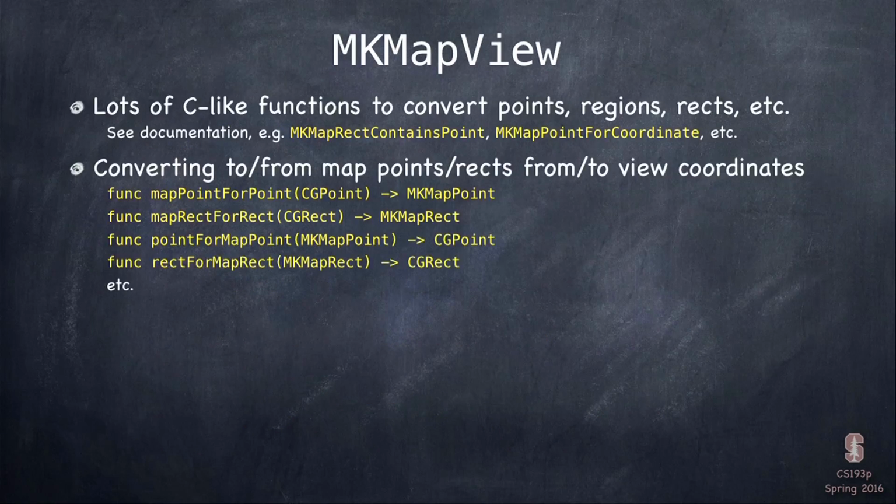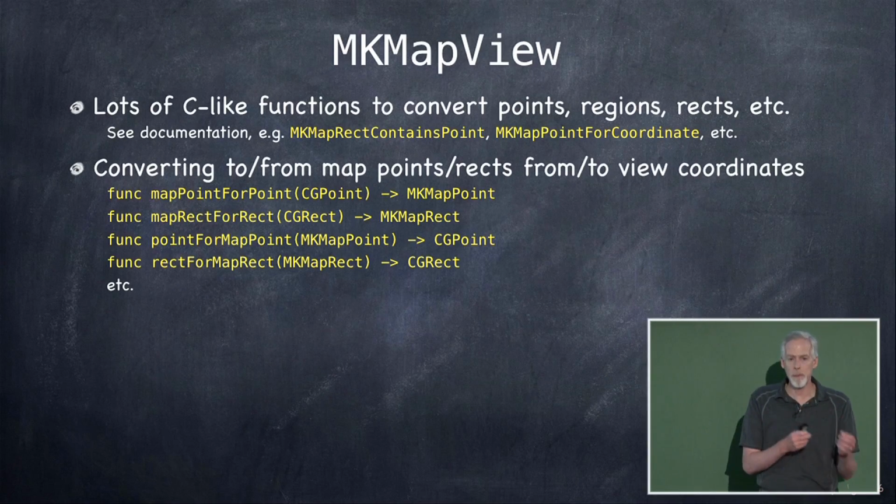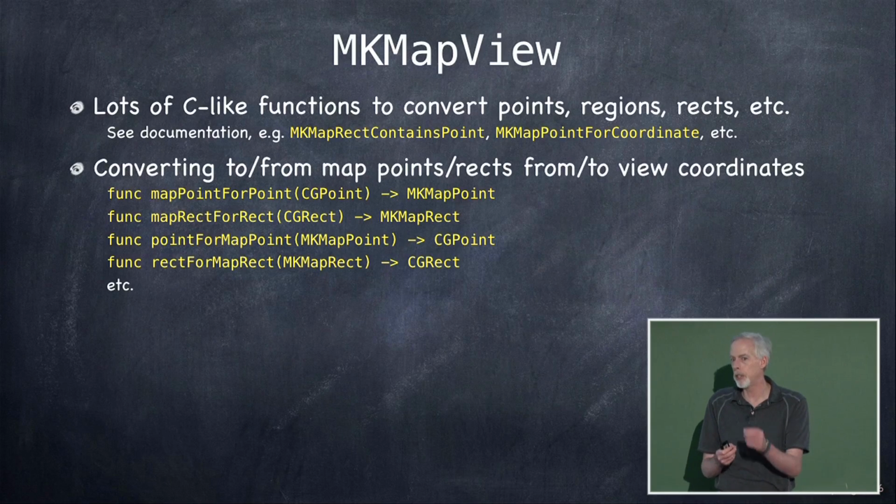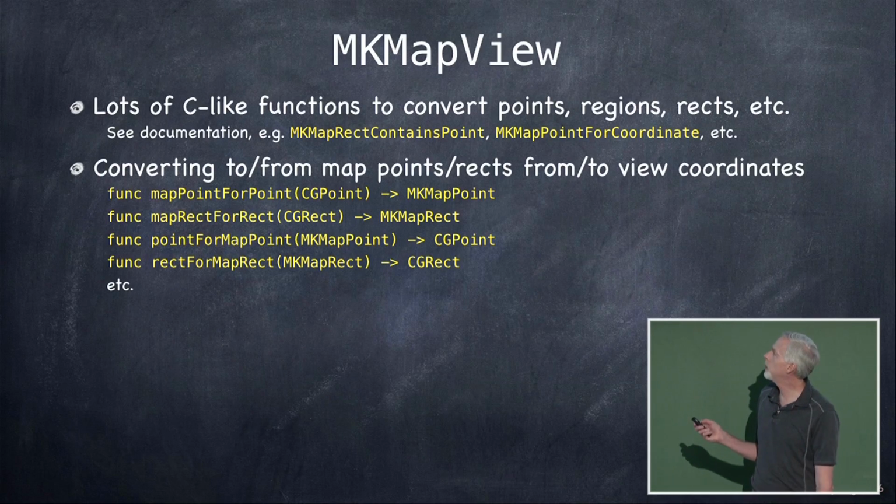What else can we do here? I just want you to note that there's a whole bunch of C-like functions. They're Swift global functions, not methods, that you can use to convert from map coordinates to view coordinates and things like that. So make sure you take a look at these and understand all of them. There's probably about 15 or 20 of them that will help you do conversions. There are also some methods that will do it as well in MKMapView.